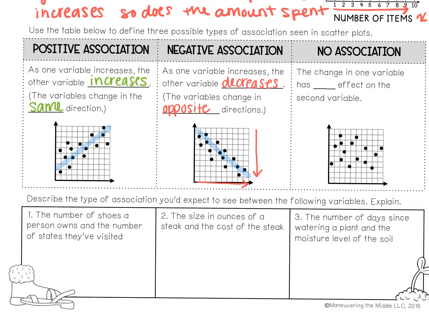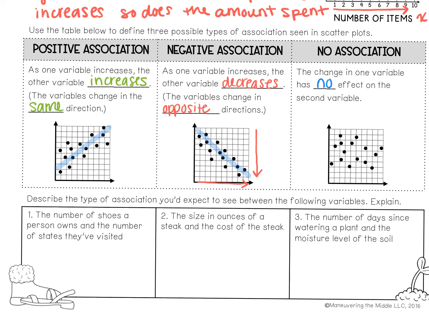All right, when no association is present, it means that the change in one variable has no effect on the change of the second variable. So in this one, you can tell that the data points are kind of all over the place. There's no real connection between what's happening to X and what's happening to Y. As X increases, sometimes Y goes up, sometimes it goes down. There's no general pattern.